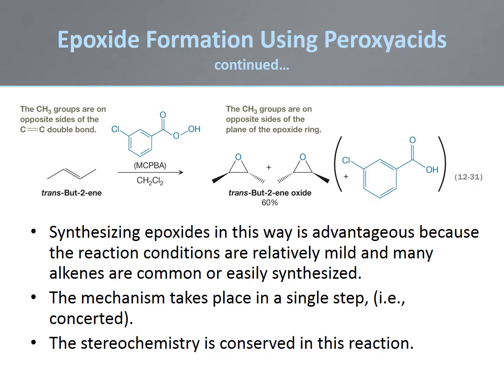This method for preparing epoxides offers several advantages over the halohydrin method. Performing the reaction in a single step decreases any losses associated with isolation of the intermediate halohydrin. The reaction is conducted under relatively mild conditions in comparison to the strongly basic conditions required to convert a halohydrin into an epoxide. The reaction is stereospecific. Trans-2-butene is converted into the racemic trans-epoxides on treatment with MCPBA.